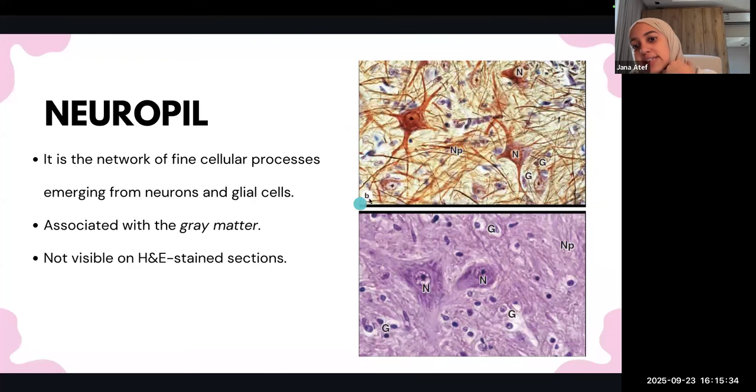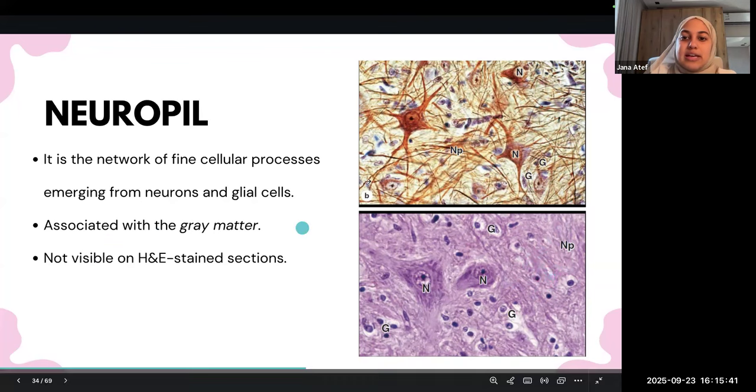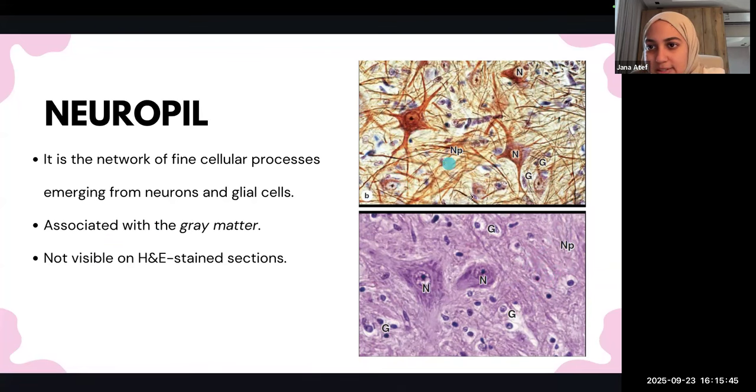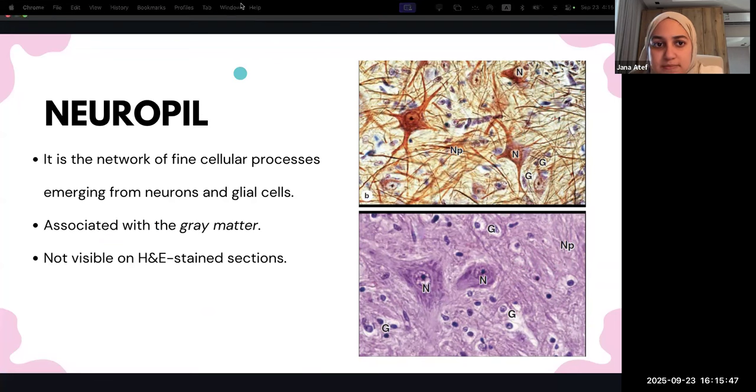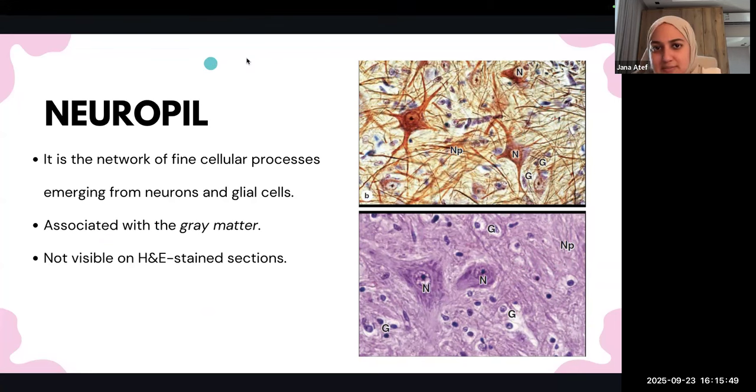It's not visible in H&E stains, so you're not really gonna see the neuropil here. It's just gonna look like a bunch of scribbles, okay? Here you can see them more. See how the dendrite has so many processes. This is where it is basically. So neuropil, think about it as the space that supports it. So the axons in the gray matter are unmyelinated, whereas they're myelinated in the white.